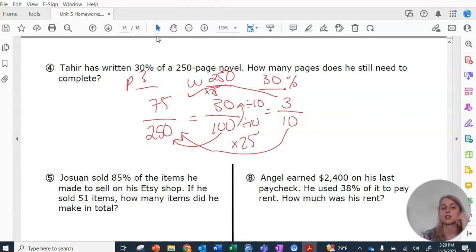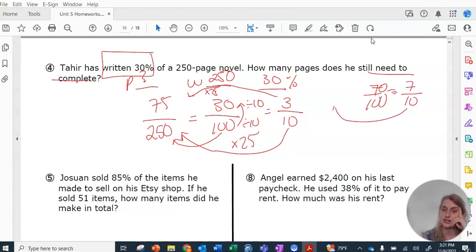Here's why. 30% is the part that has been written. How many pages does he still need to complete? He still needs to write 70% of the book. So you got 2 options. You can go back and you can change this to be 70 out of 100 and simplify that to 7 out of 10 and then still do the times 25, and that'll give you your answer.